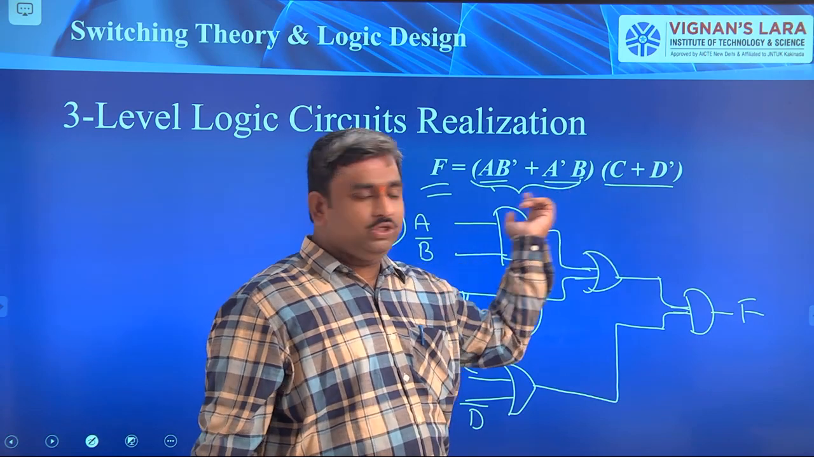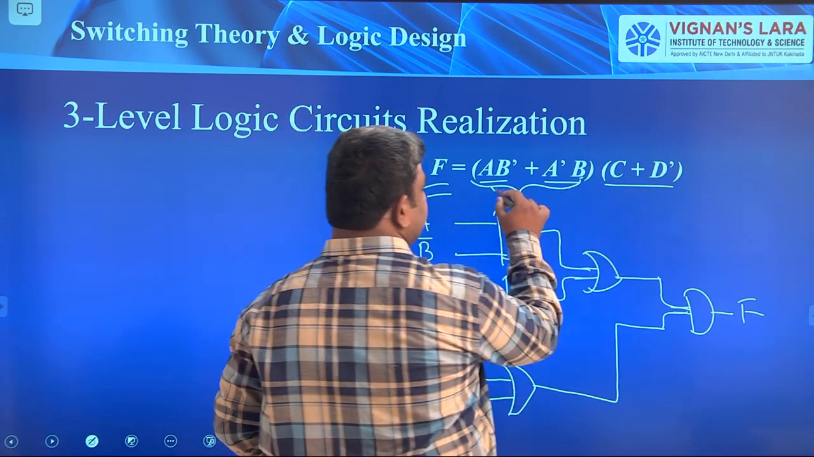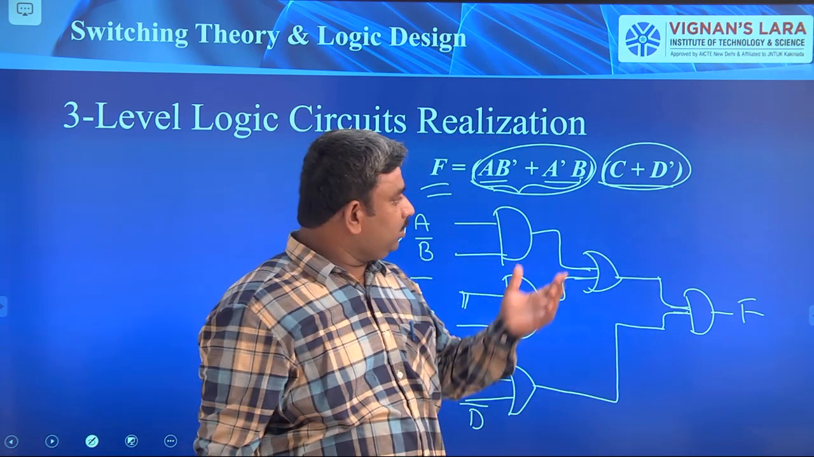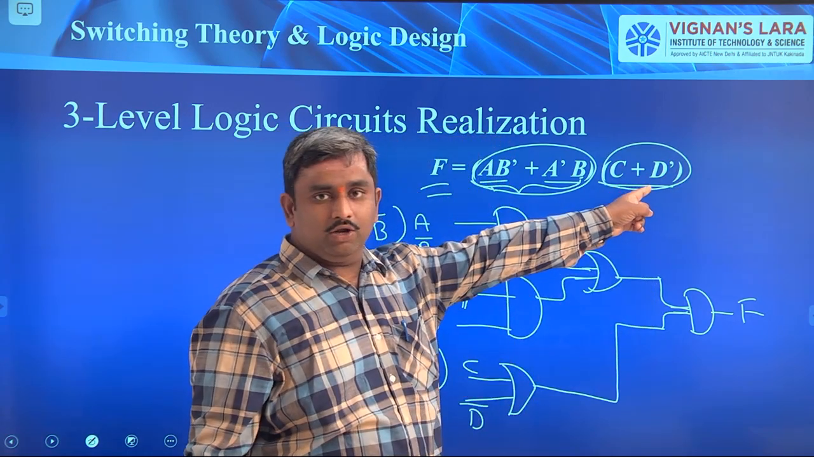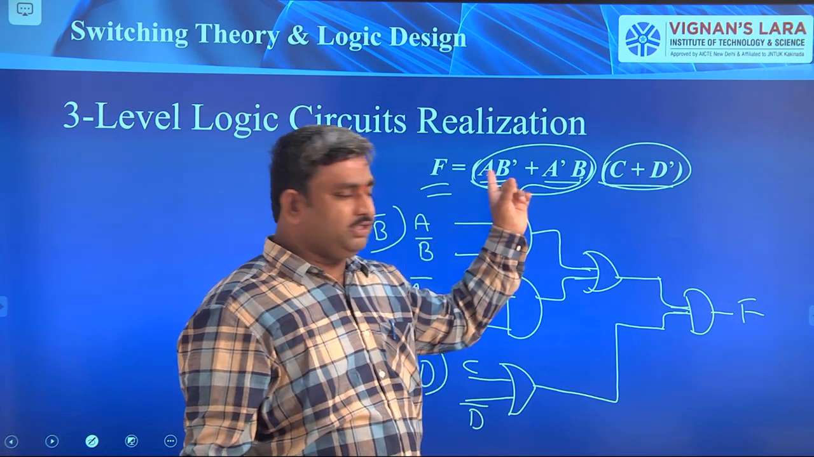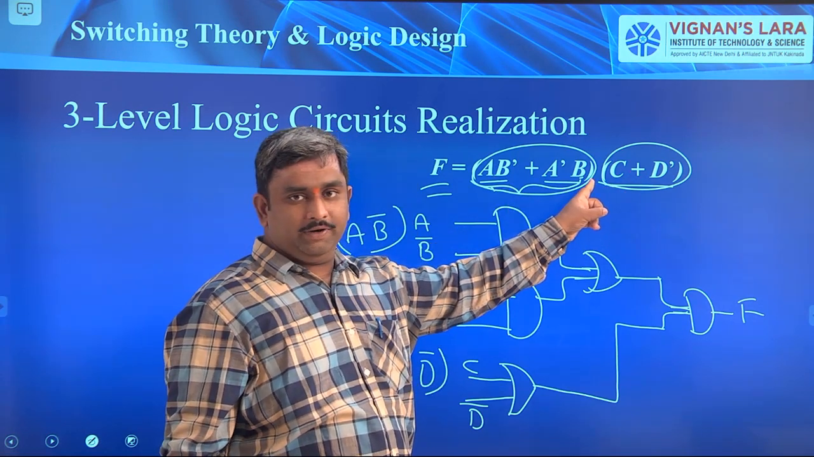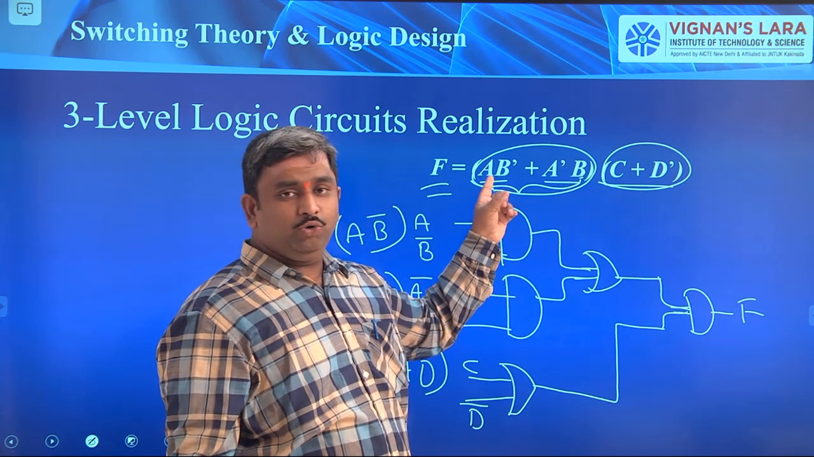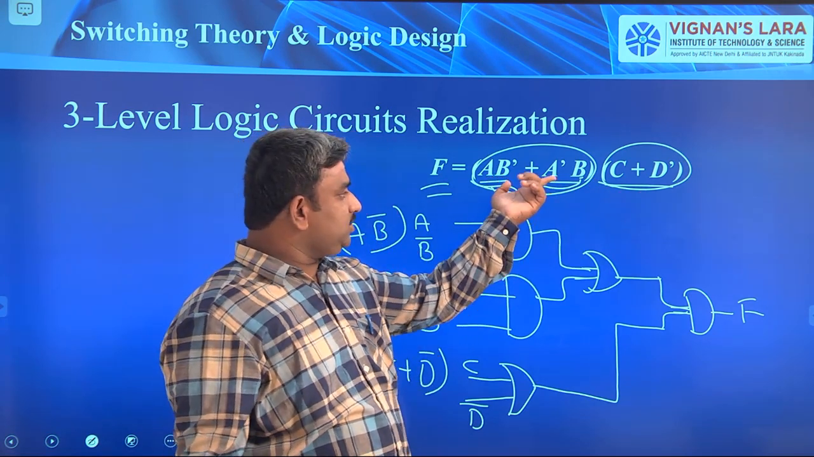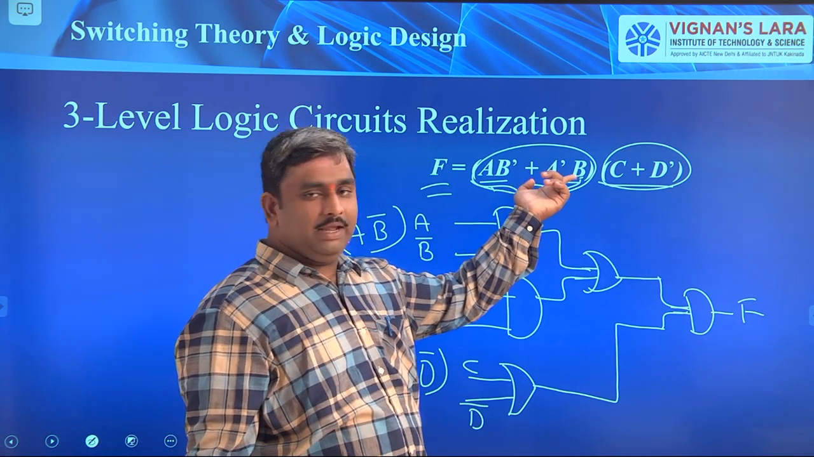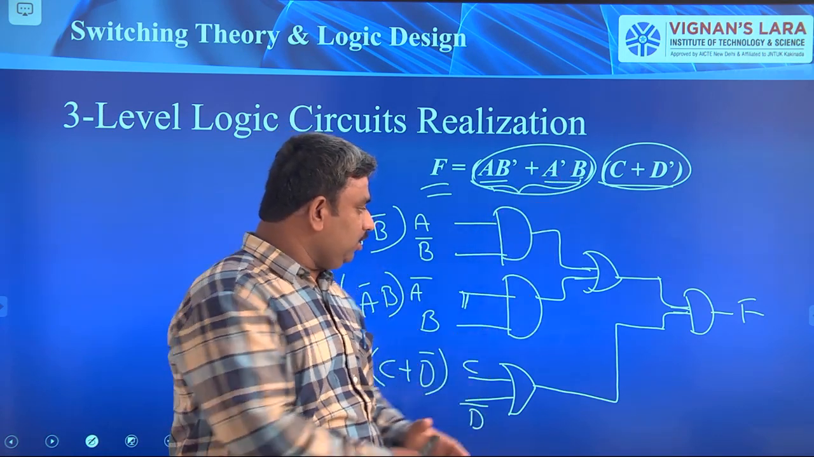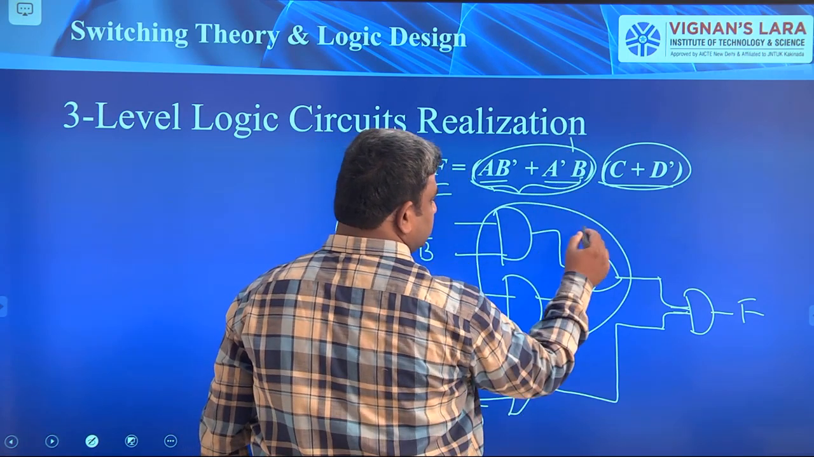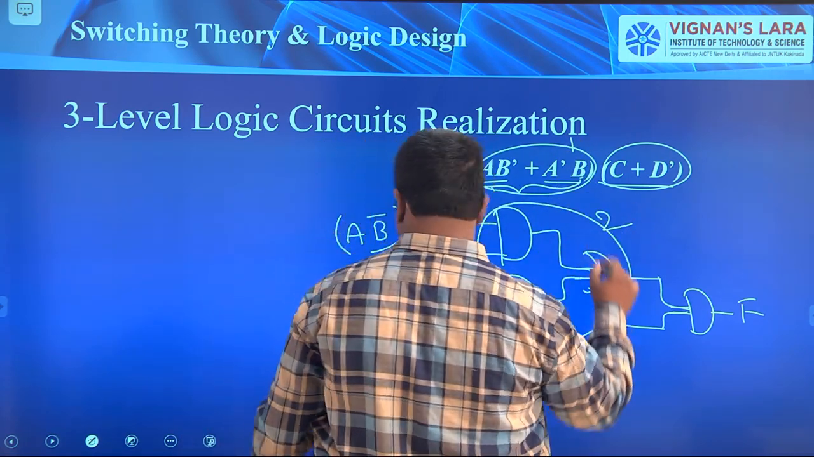You have to combine these two expressions, this expression and this expression. For your better understanding, I have circled these two terms. When you do this AND operation, you have to be ready with the operation A B bar plus A bar B. For implementing it, we have drawn the logic here. This is the first term.